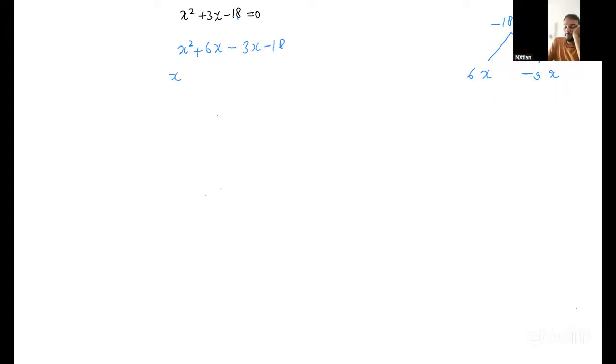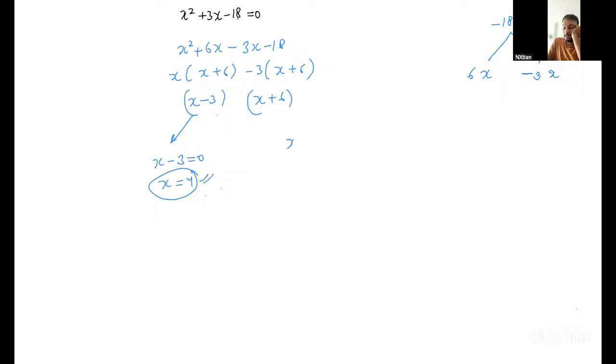So I have to write these factors like this: x squared minus 3x plus 6x minus 18. Now x becomes common, and 6 becomes common, so that's x plus 6 and x minus 3. So now I put each equal to 0, so x minus 3 equals 0 and x plus 6 equals 0, so x equals 3 and x equals minus 6. The answer.